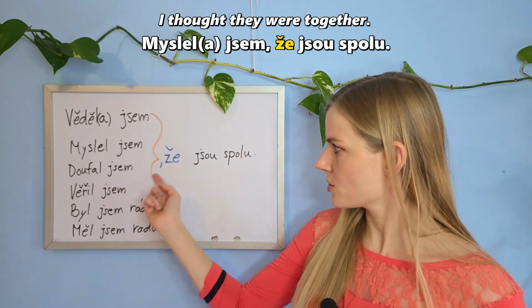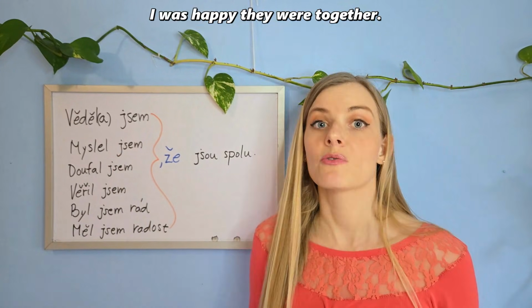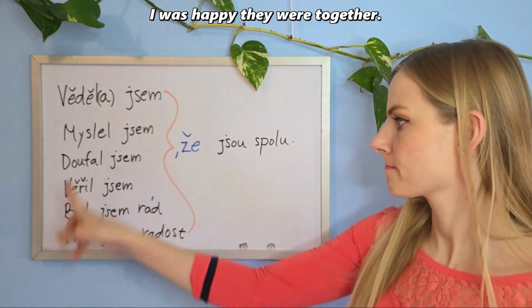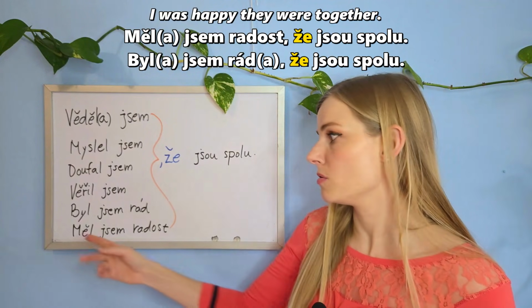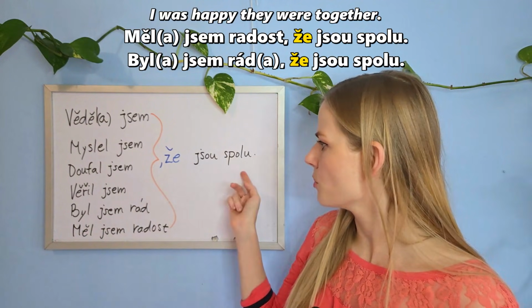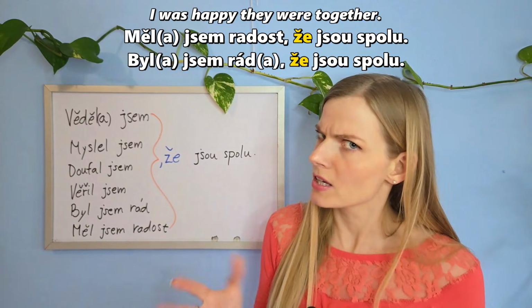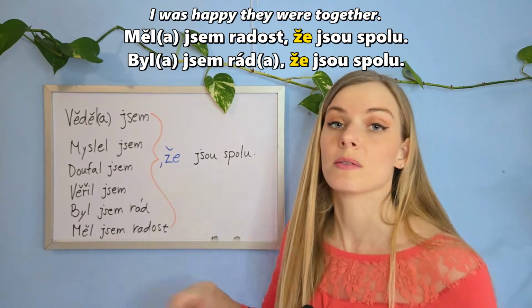Myslel jsem, že jsou spolu. Myslela jsem, že jsou spolu. I was happy that they were together. Měl jsem radost, že jsou spolu, nebo byl jsem rád, že jsou spolu. This is a little bit more moderate. I was glad, more like it. Byl jsem rád, že jsou spolu, nebo měl jsem radost.